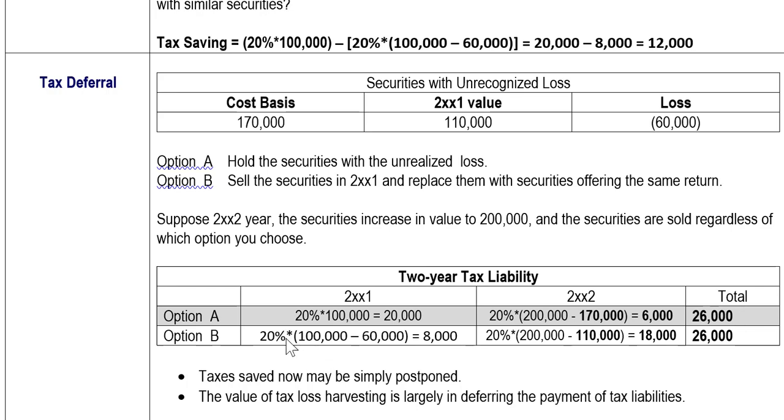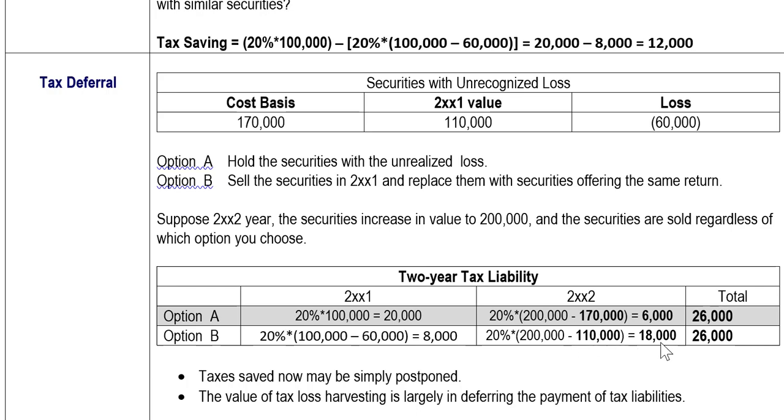Well, with option B, you sell. In the first year, you realize the loss, so your realized return is only $40,000, and you pay $8,000 in tax. But in the second year, since you sold and bought back at the same time, your value will increase from 110 to 200.